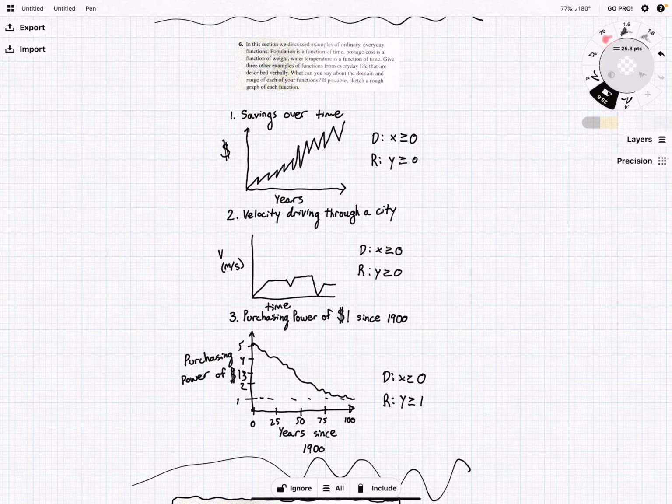Hello, this is problem number 6 of section 1.1. I have everything written out already just because I felt it would be faster if we just discussed the problem, because this is a much more visual problem really than anything mathematical.